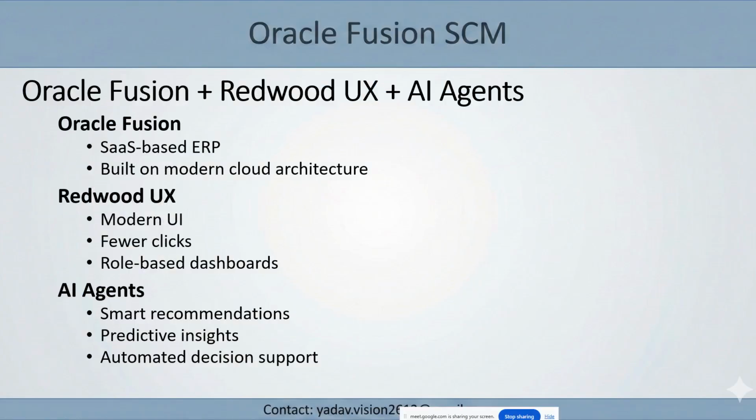This is about Oracle Fusion, Redwood, and AI agents. Oracle Fusion, as I said, is a SaaS-based ERP, software as a service. So you don't require to maintain any software, any database, or servers. It's like how you are using your Facebook or Instagram: you just go directly to facebook.com, log in, and start using it.